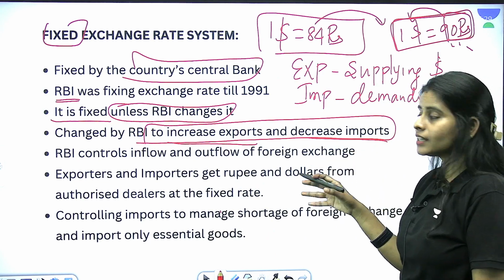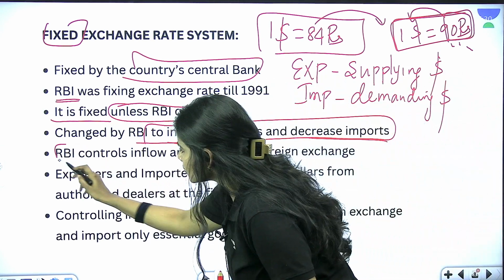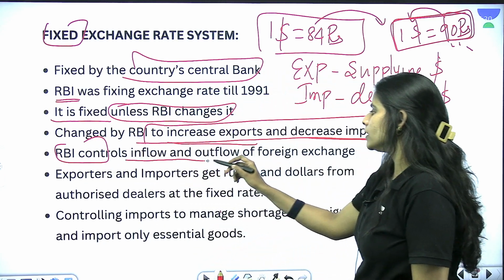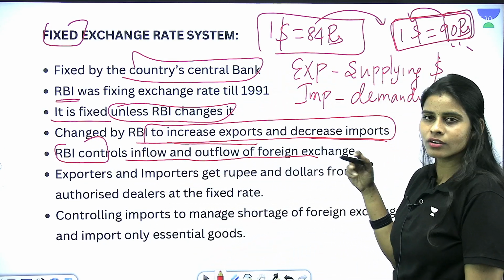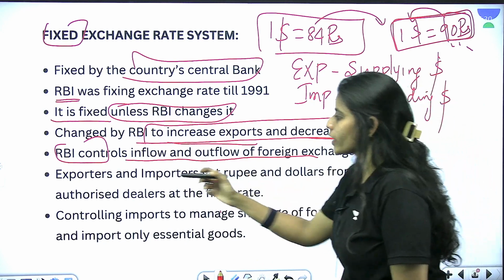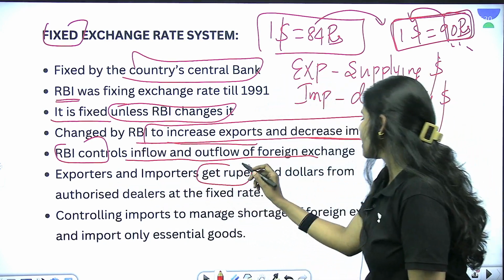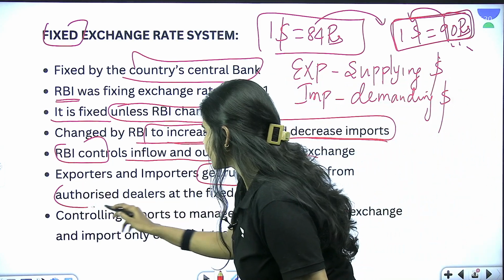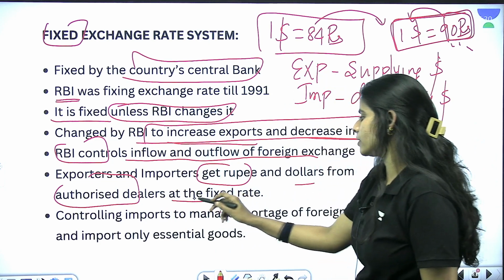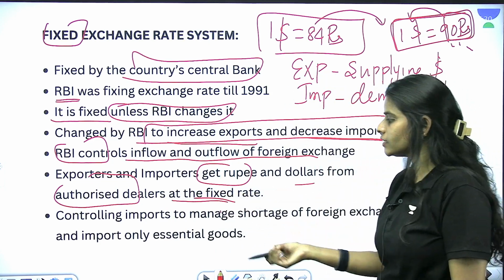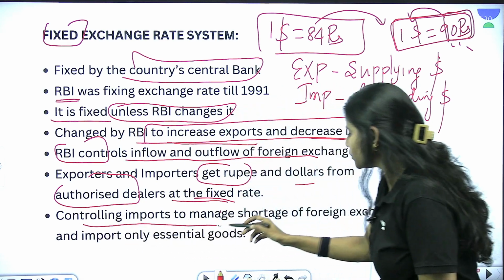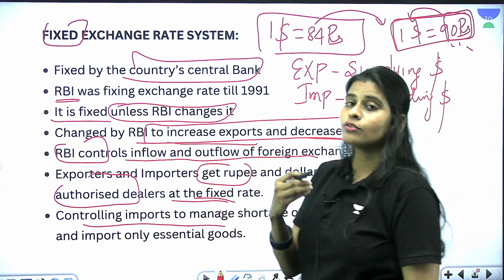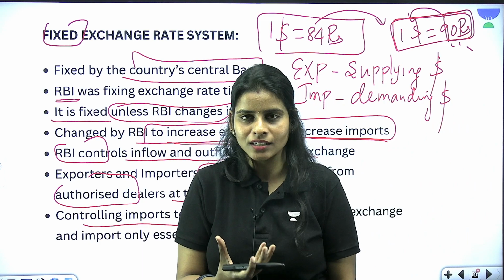Why does it have to be done? It is because RBI is responsible for controlling the inflow and outflow of foreign exchange. Clear? So exporters and importers get rupees and dollars from whom? Any authorized dealers, that is the exchange banks, at the fixed rate. Okay, so why is it needed? It is needed to control the imports, to manage the shortage of foreign exchange reserves in the country.